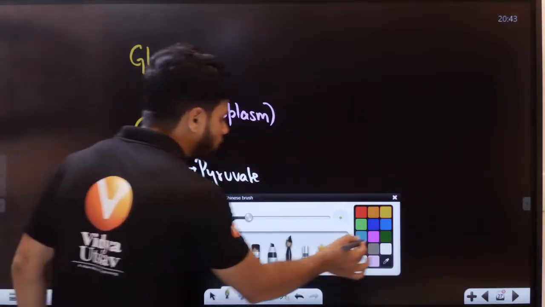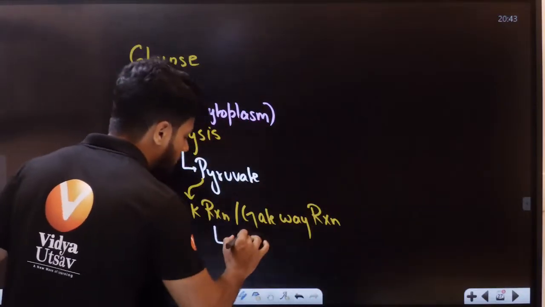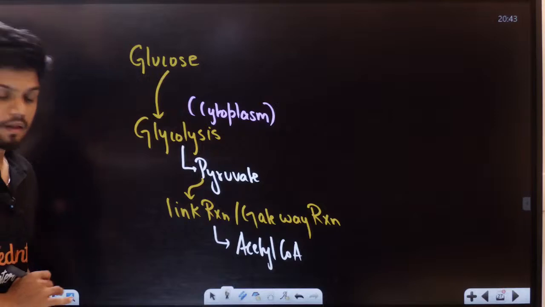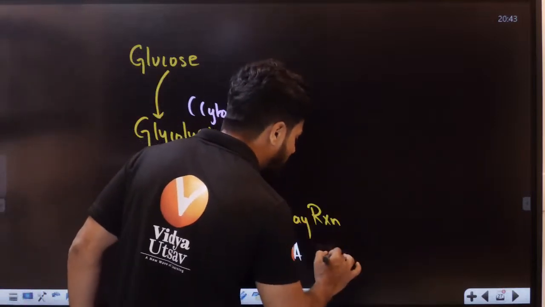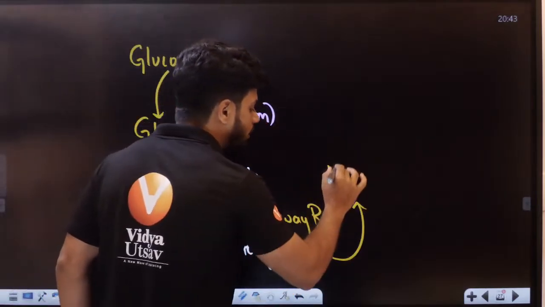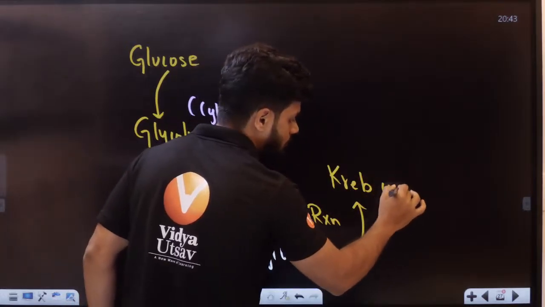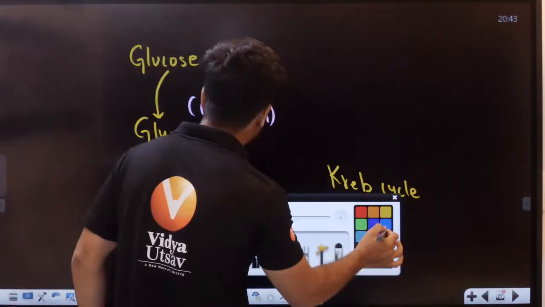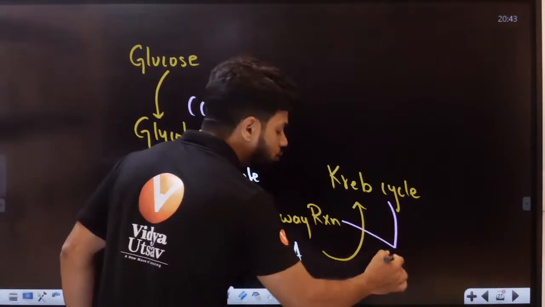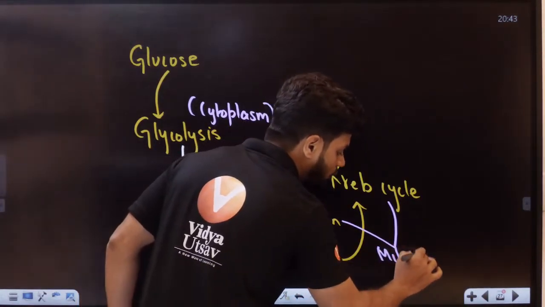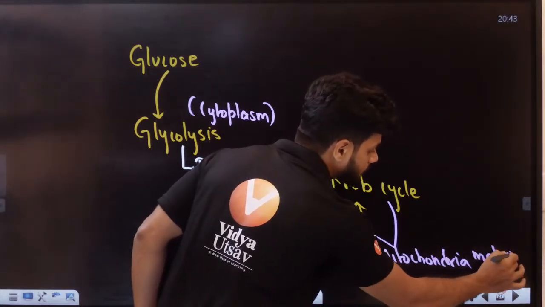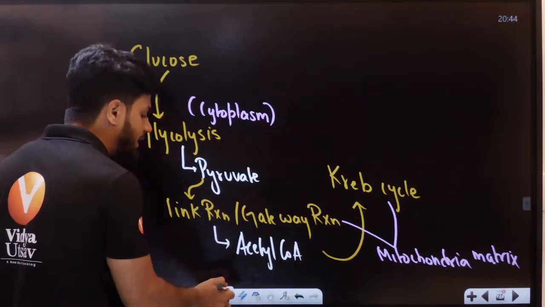Now, after this, what do we get? We get acetyl CoA, students. Now, this acetyl CoA enters one more reaction which happens in the mitochondrial matrix, called the Krebs cycle. Now, students, remember this much. This gateway link reaction as well as the Krebs cycle, both of them take place in the mitochondria. They happen in the mitochondrial matrix.